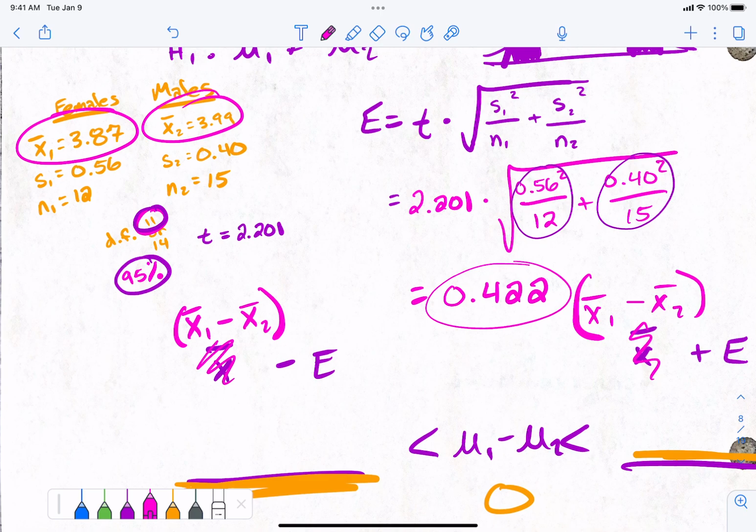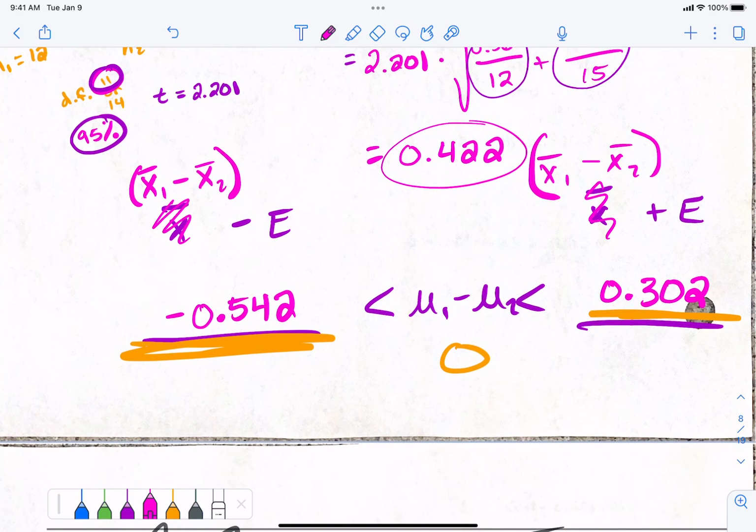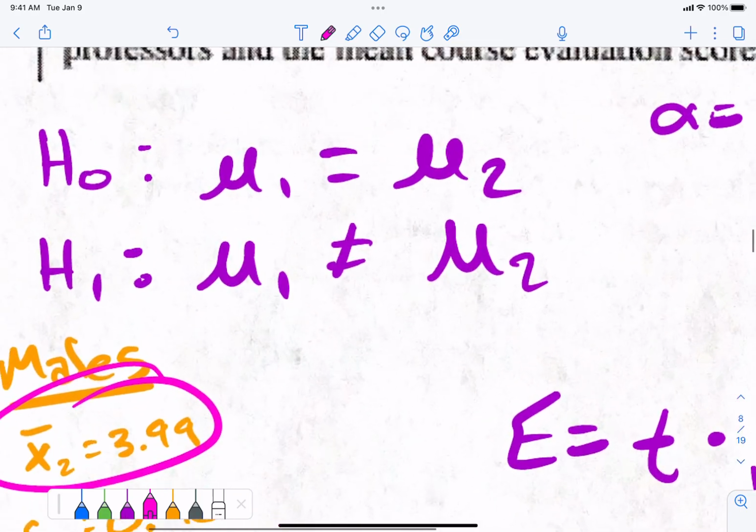Okay? Negative 0.542 for the lower. Yep. And then 0.302. Okay. Do we concur? That's my confidence interval. Now we're looking to see if 0 lives between there. Does 0 live between there? Yes, it does. So that means we're going to say what?